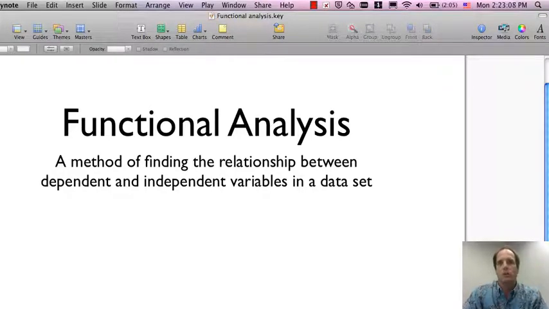At Punahou, in our physics department, we generally ignore the y-intercept b, though you may not. If your graph doesn't look linear, you can still use functional analysis. You will just need a few extra steps.